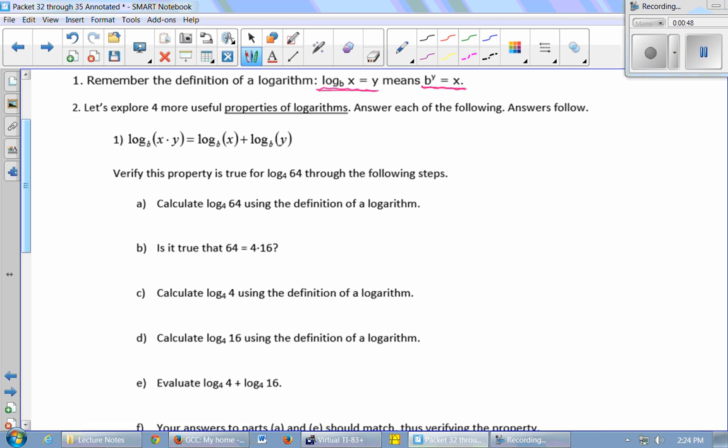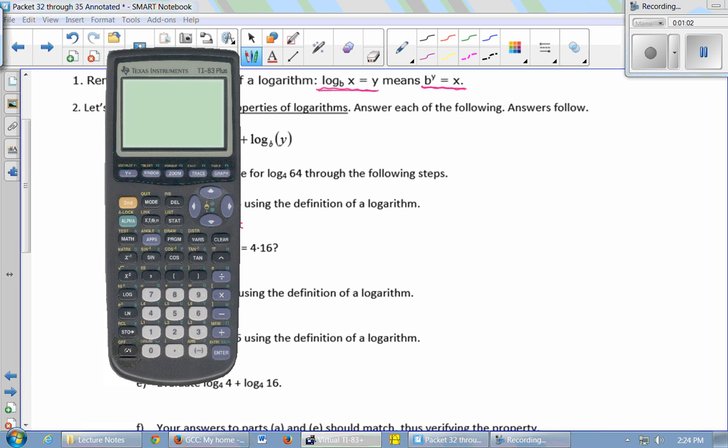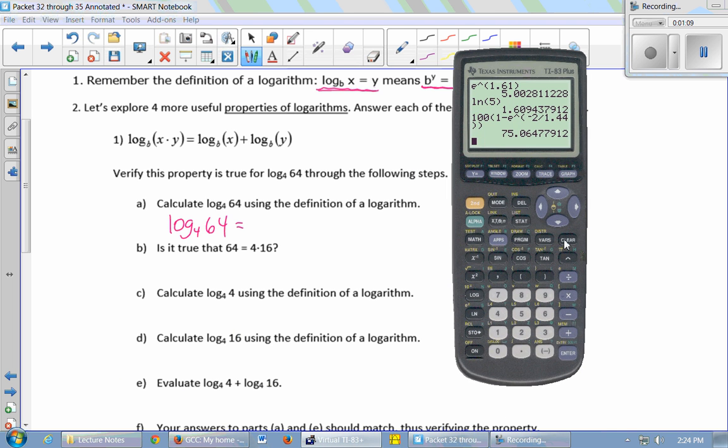So 4 is my base. I need to figure out what exponent I raise 4 to make 64. So log base 4 of 64 is whatever power you raise 4 to make 64. If you don't know this off the top of your head, you might have to do a little bit of guess and check with a calculator. So maybe it's not squared, because 4 squared is 16. So let's try cubed. 4 cubed is 64. There we go. So log base 4 of 64 is 3.